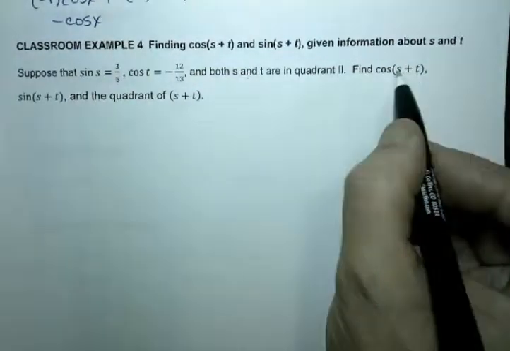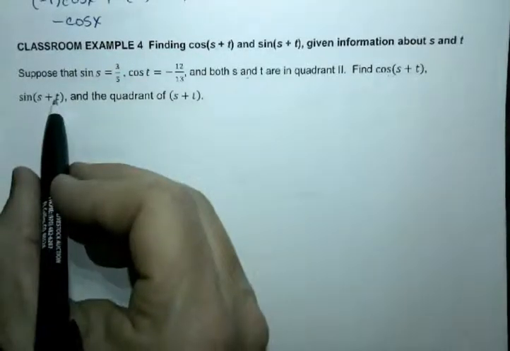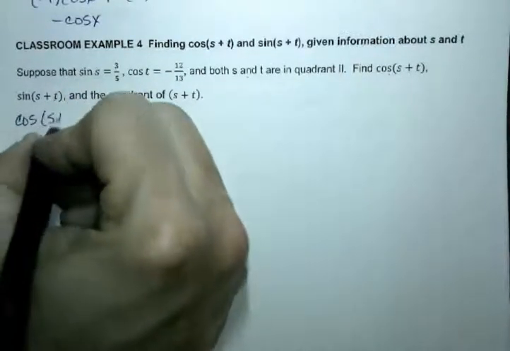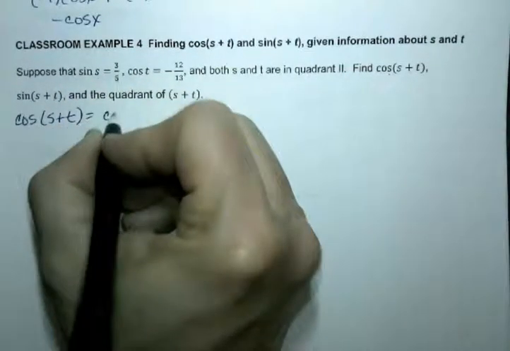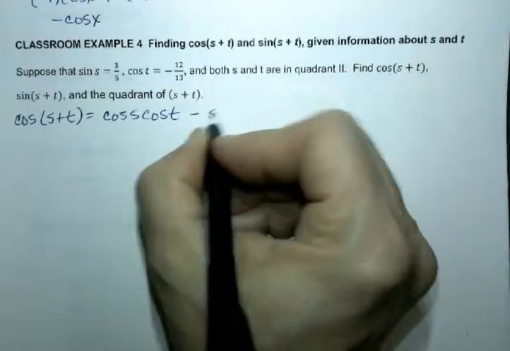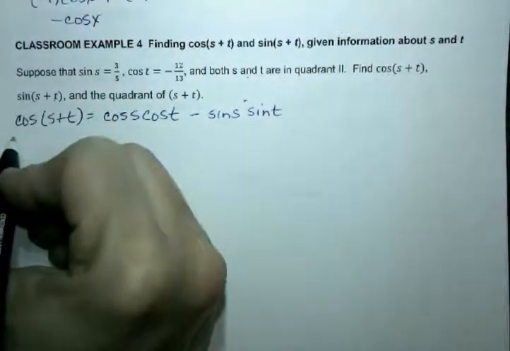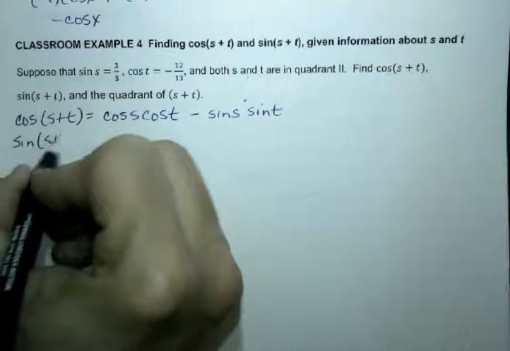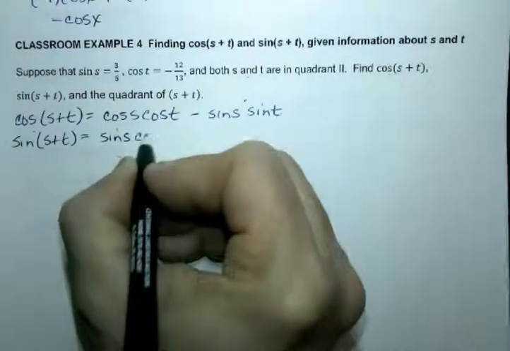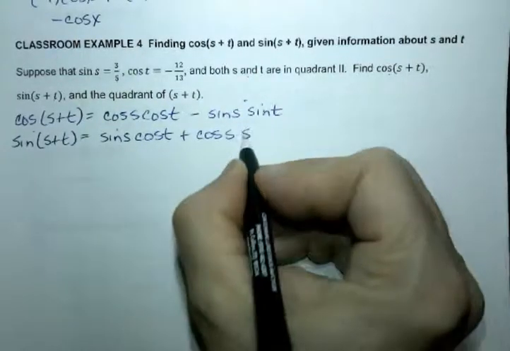So let's think about what we would need to find the cosine of s plus t and the sine of s plus t. If we write out our identities, the cosine of s plus t would be the cosine of s times the cosine of t minus the sine of s times the sine of t. And the sine of s plus t would be the sine of s times the cosine of t plus the cosine of s times the sine of t.